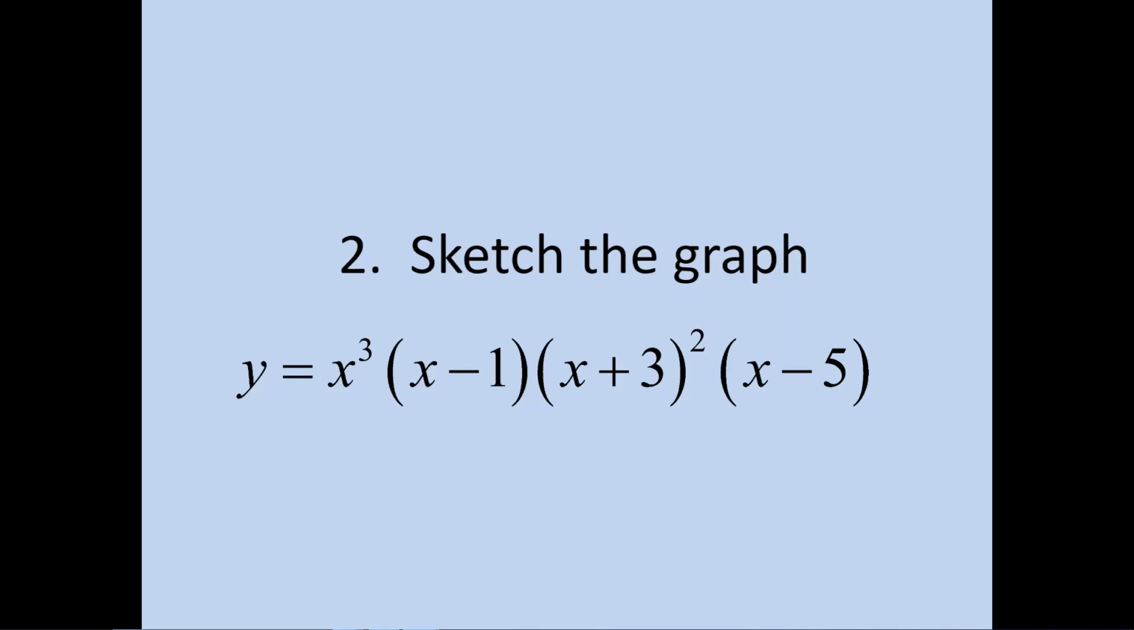So on this one, we need to figure out what degree it is. So this is a 3, this is a 1, a 2, and a 1. So that's going to give us a 7, and it's positive, so it's a positive degree 7.